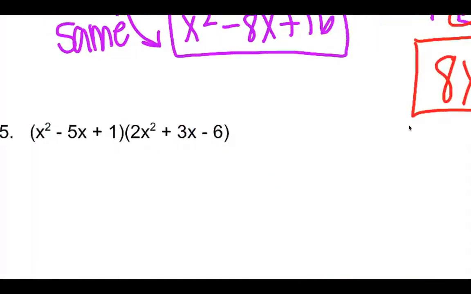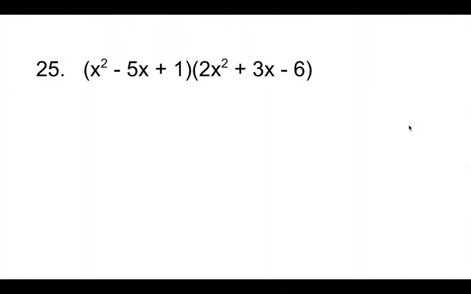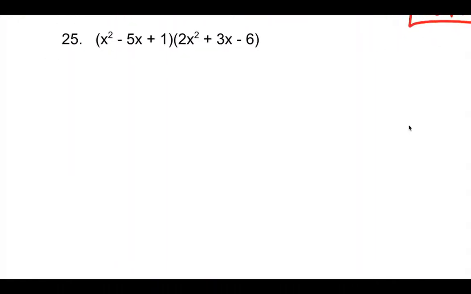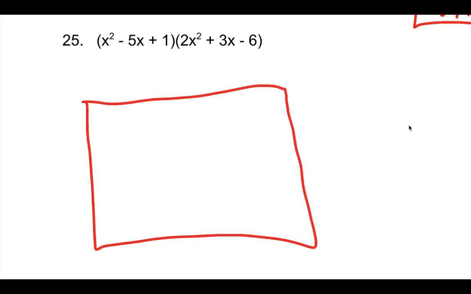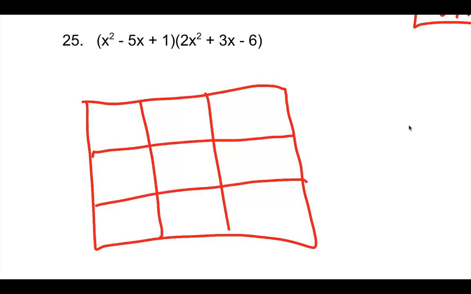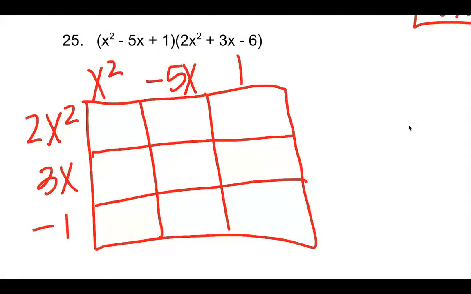Okay, last one. A trinomial times a trinomial. Whoop, whoop. Best for last, right? It's really not bad. Just takes a second. So this time I need a 3 by 3. X squared, negative 5x, and 1. 2x squared, 3x, and negative 6.